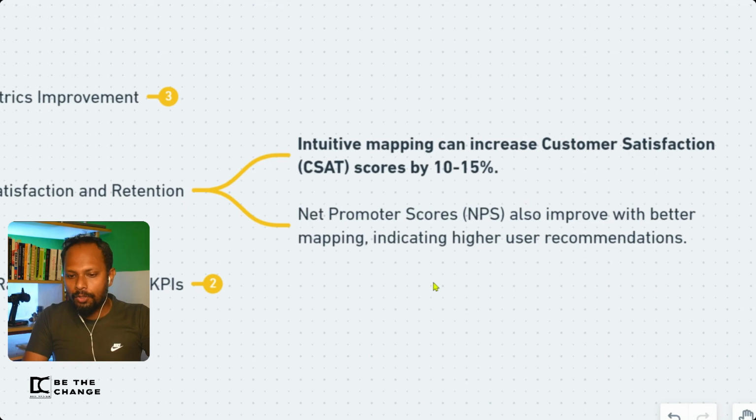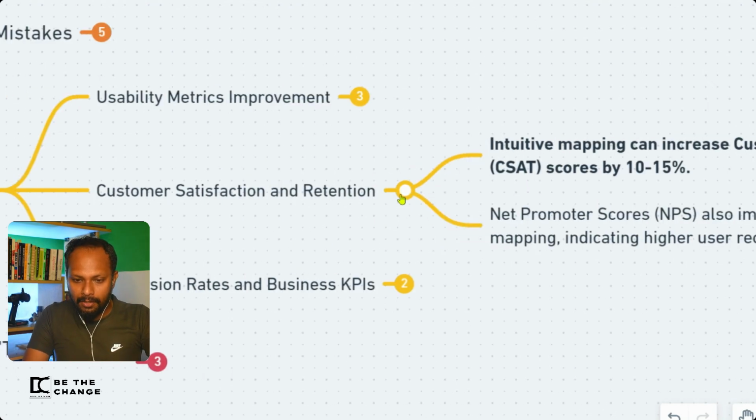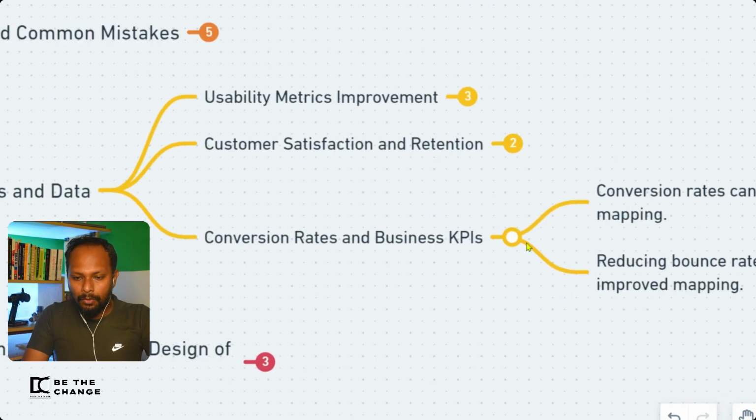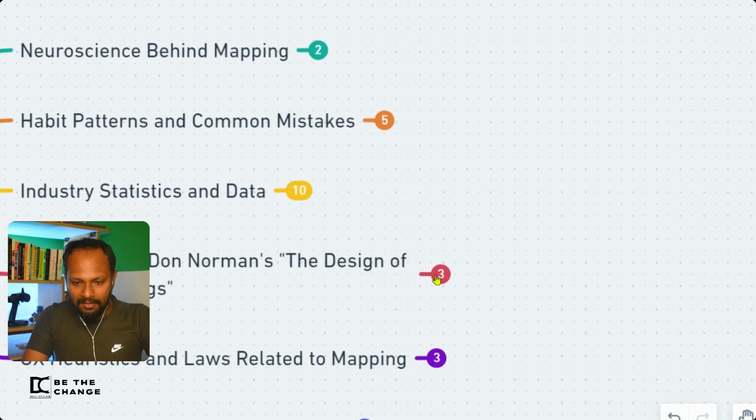Let's say net promoter scores also improve with better mapping. So it's not like we are just learning mapping, we are understanding the impact of it. The conversion rates go up in your landing page, in your financial transaction. You're reducing the bounce rates of the people by 15 to 20% through effective mapping. This is the important statistic.